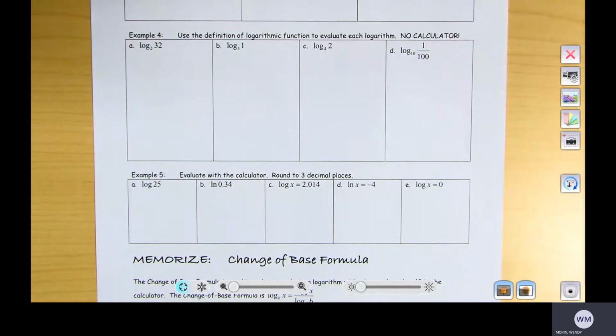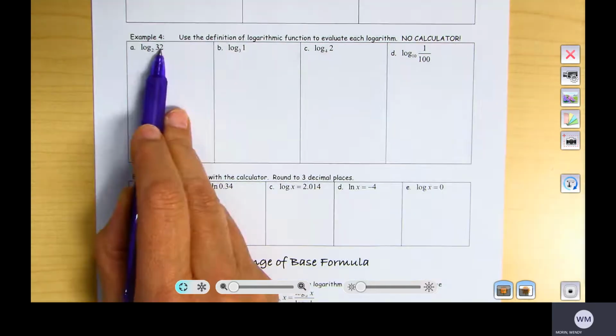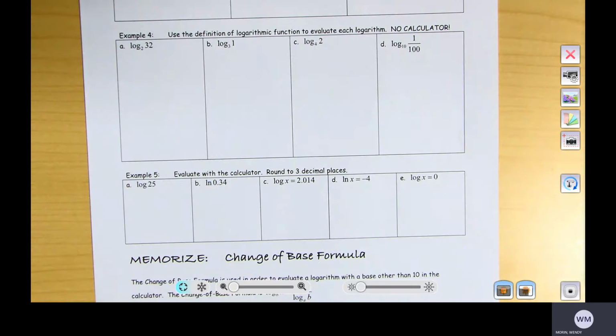Okay, continuing on with example number 4. We are going to use the definition of a logarithmic function to evaluate each logarithm. Well, what is the definition of a logarithm? The definition of a logarithm is find the exponent. It is what is the exponent to which you raise the base to get 32. That's what the definition of a logarithm is.